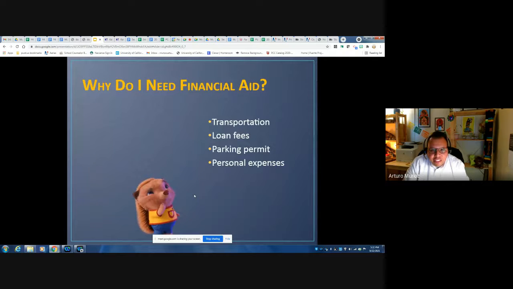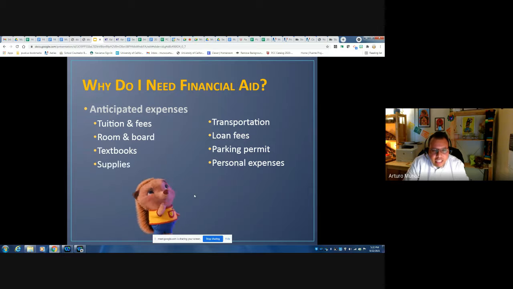So why do I need financial aid? It's not only tuition, but transportation, loan fees, parking permits, personal expenses, anticipated and unanticipated expenses, tuition and fees, room and board, textbooks, and supplies. So we always expect that on the tuition, room, board, and textbooks and supplies, but we also need to look at the other expenses that we may have when you're in college: your transportation, your loan fees, your parking permits if you're going to a college that needs your transportation, and personal expenses.